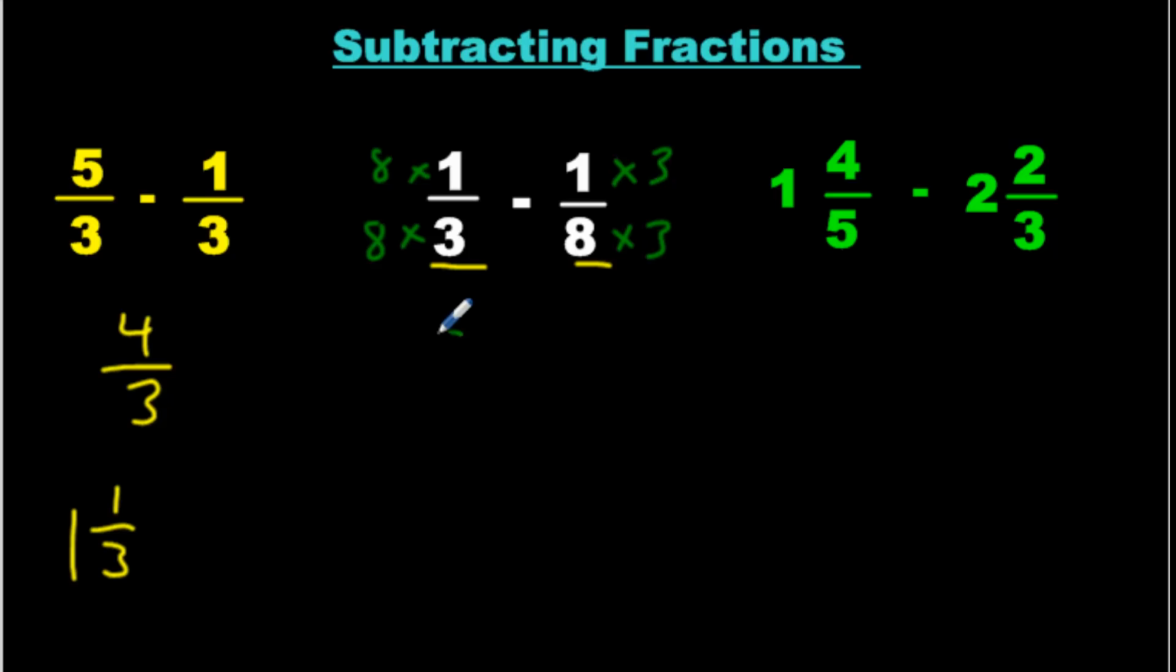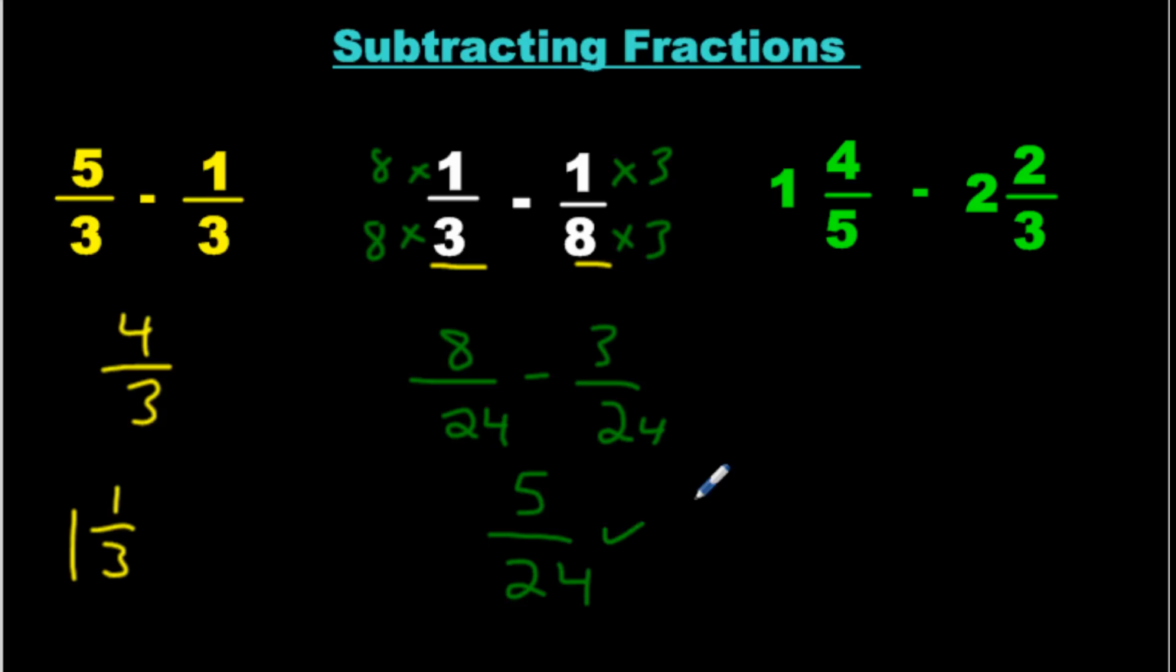And then we can get 8 over 24. Here we get 3 over 24. We subtract them. What's 8 minus 3? Yeah, 5 over 24. Reduce it. It's reduced.